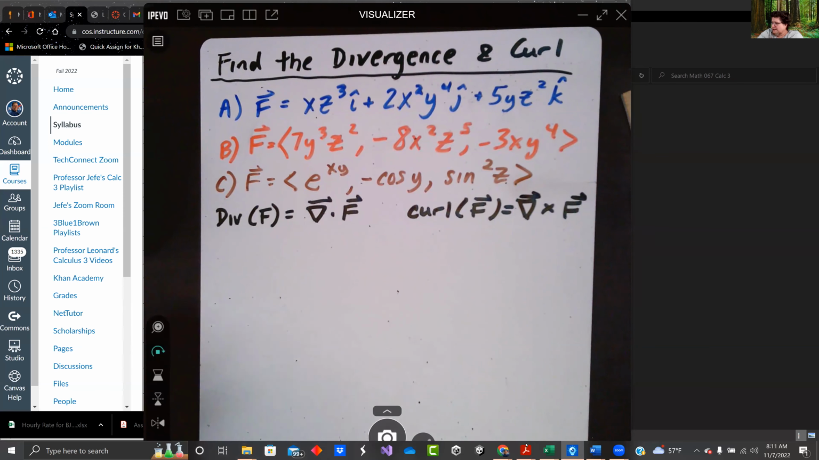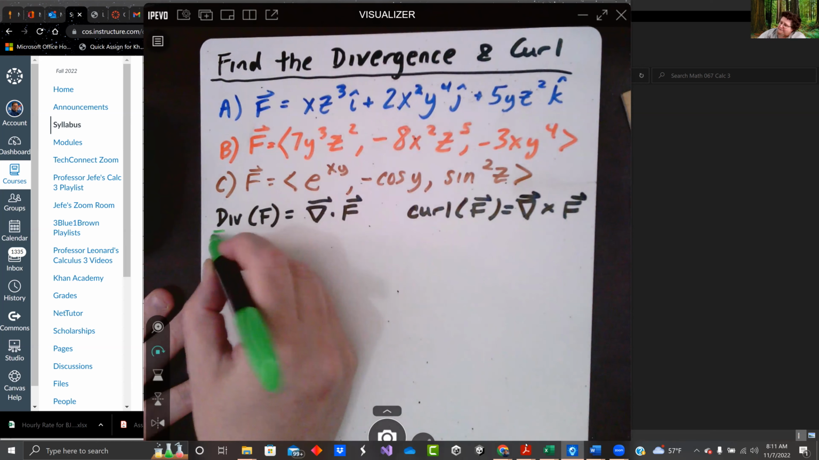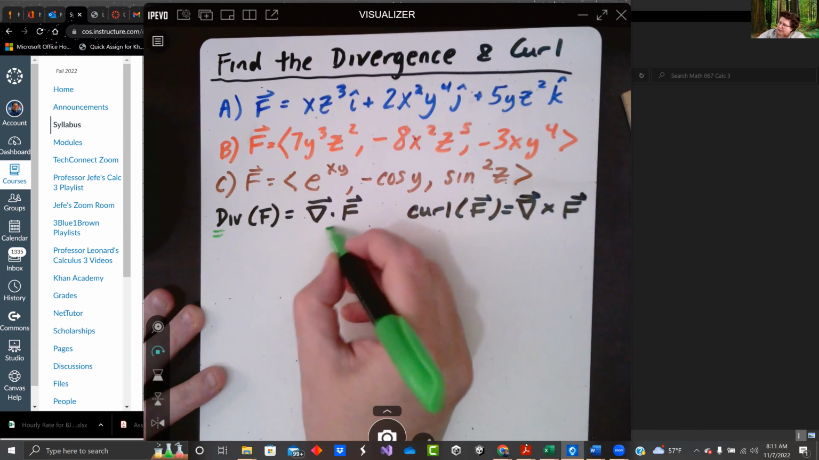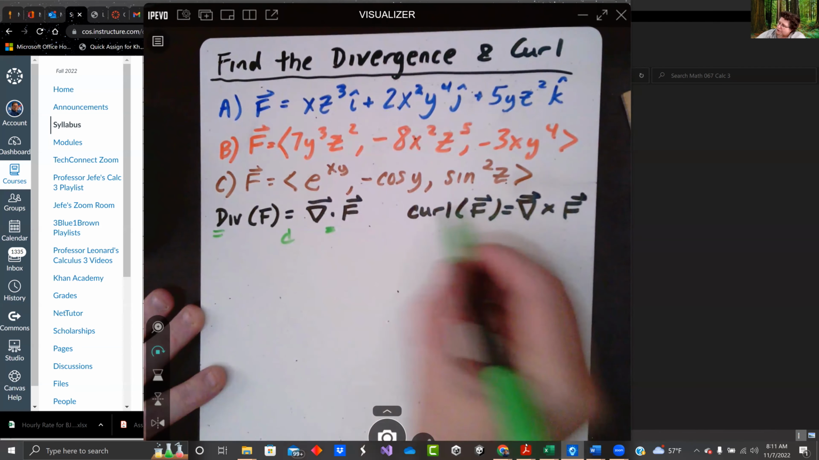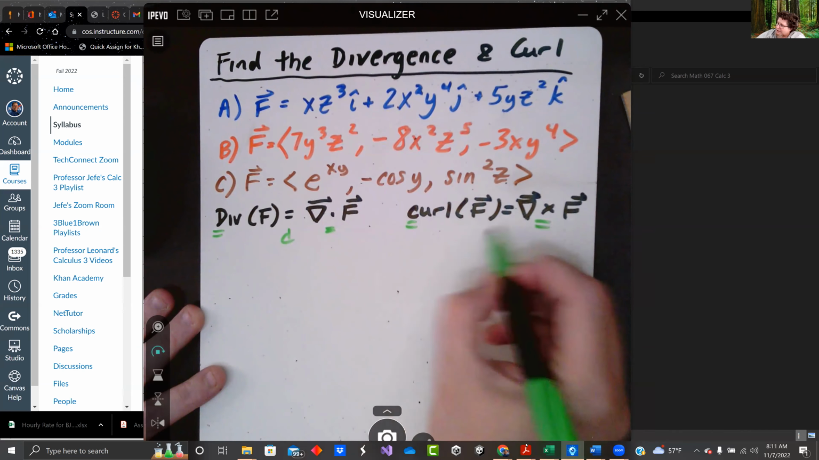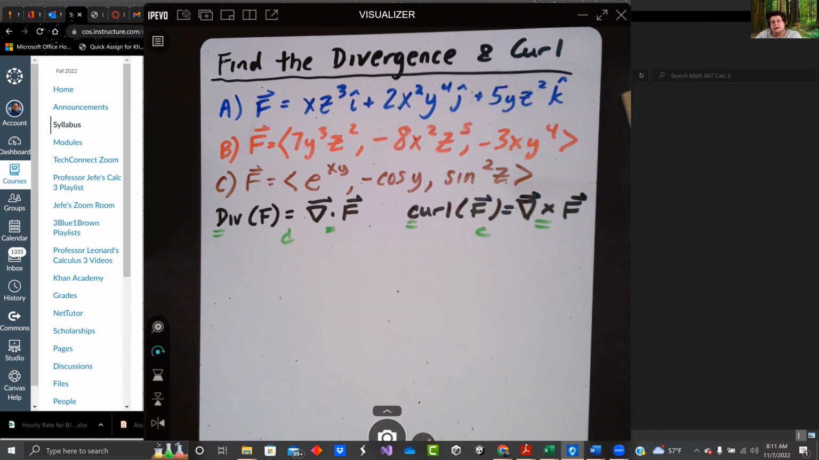And these are the formulas for divergence and curl. It's handy to remember them if you struggle with remembering. Divergence, or div, and dot product both start with D. Curl and cross product both start with C. Actually pretty convenient, so an easy way to remember it. So let's just go through these.